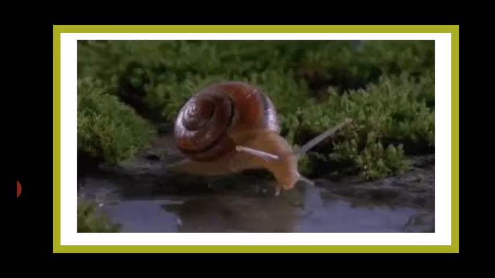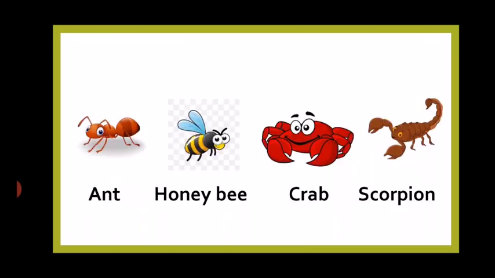Now look at these people who keep animals at home. That is, you keep a dog at home, you will give the dog water to drink. Other animals like the ant, the honeybee, crab, the scorpion, and so many other animals like birds, sparrows, ducks, all these animals also need water. We do not give them water to drink, but they drink water from nature.